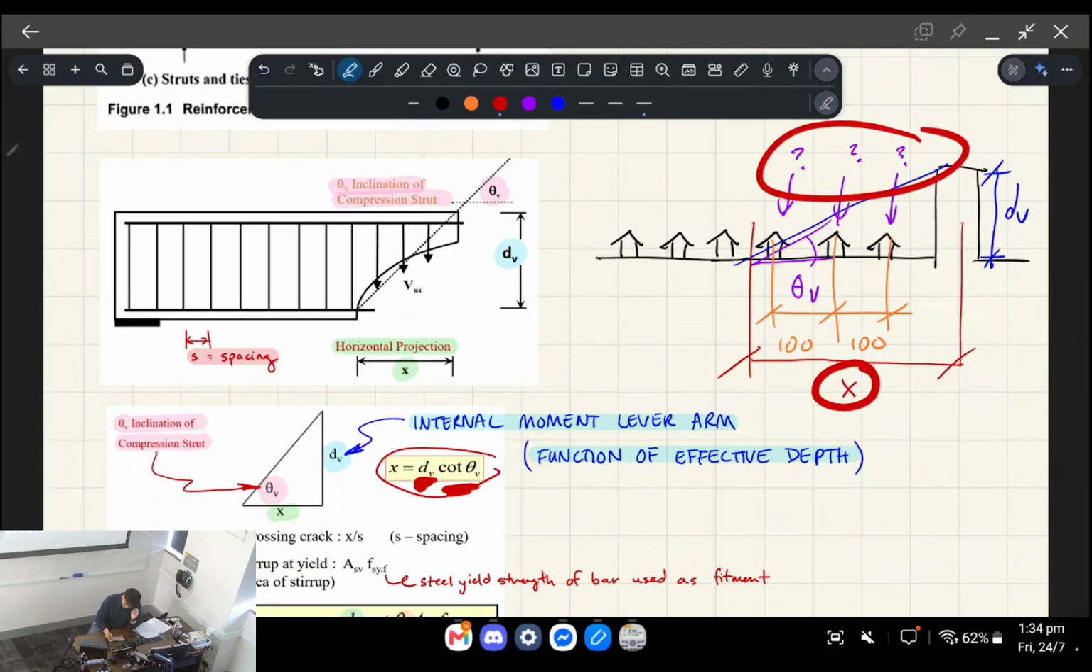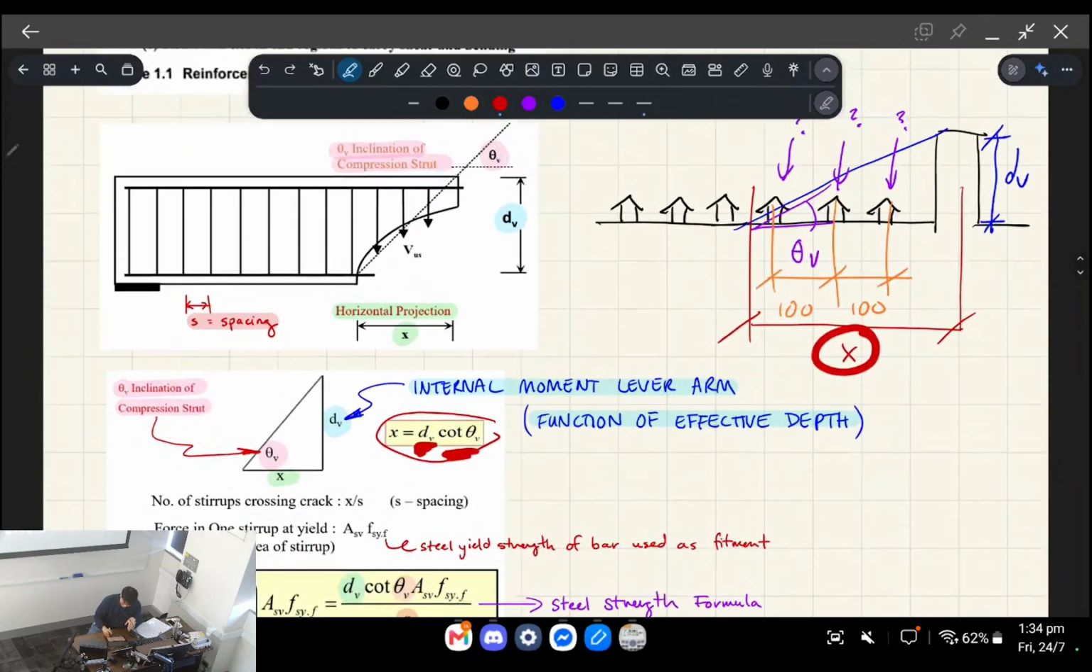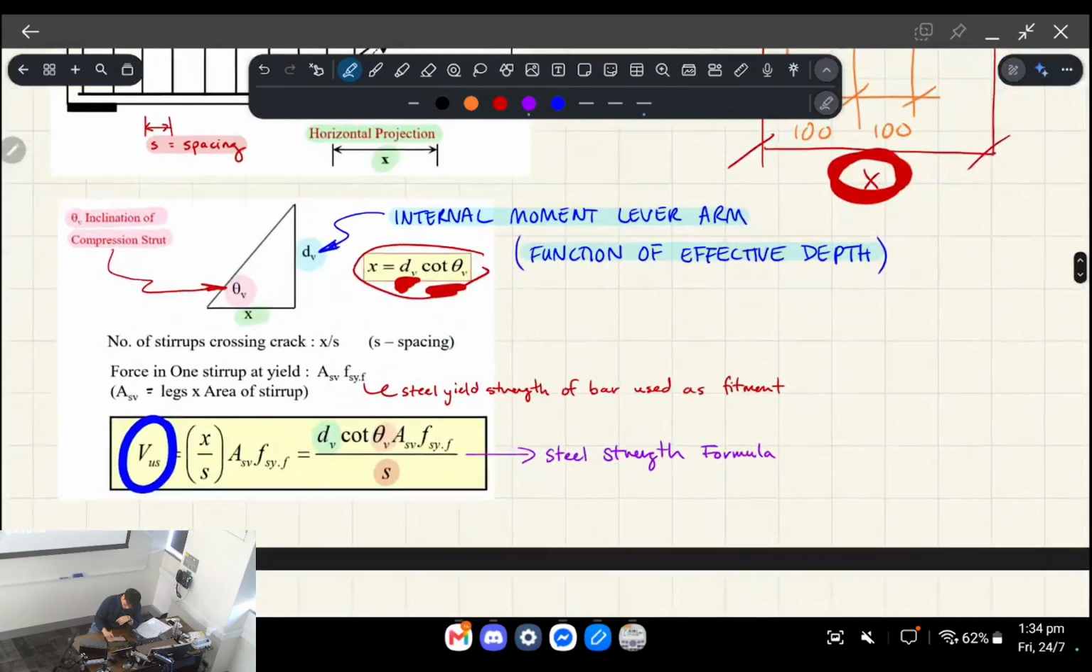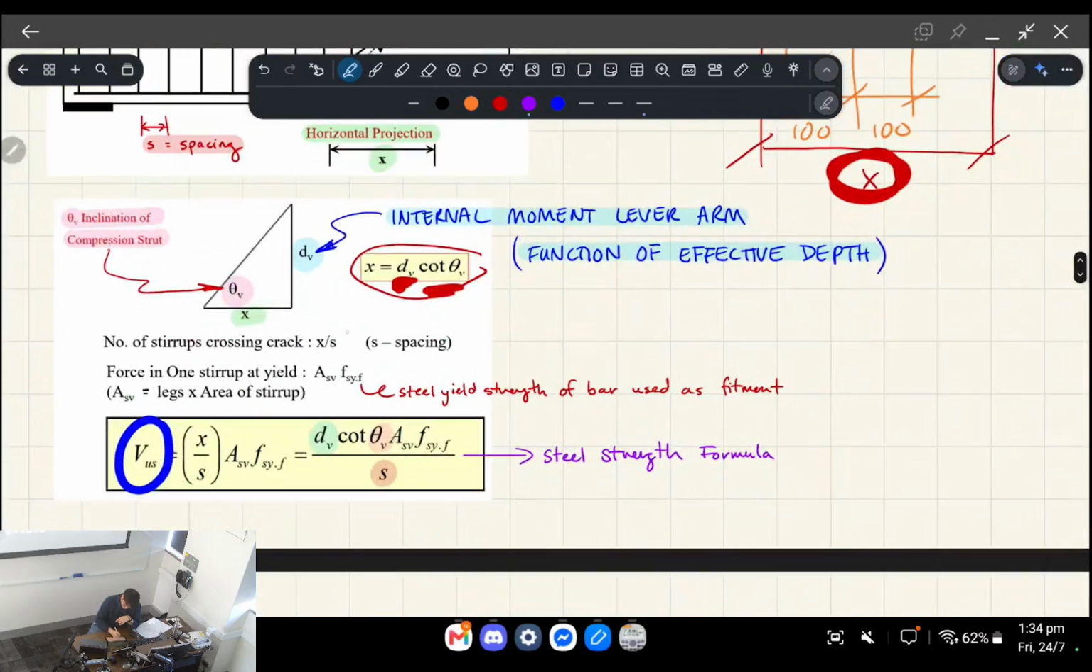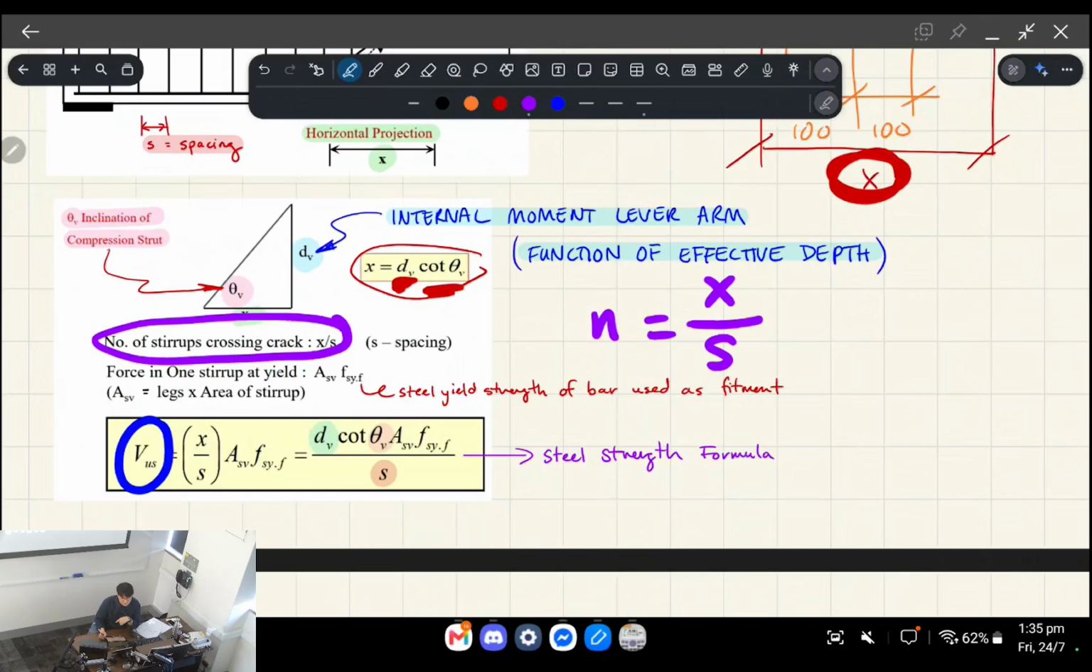And again, I'm trying to find the number of houses which I need to demolish, right? We know the spacing of the houses, and we also know distance x, okay? So the way that we find the number of houses, let's just call it n, is N is equal to the horizontal projection divided by the spacing. Okay, so that gives you the number of houses you're going to demolish.